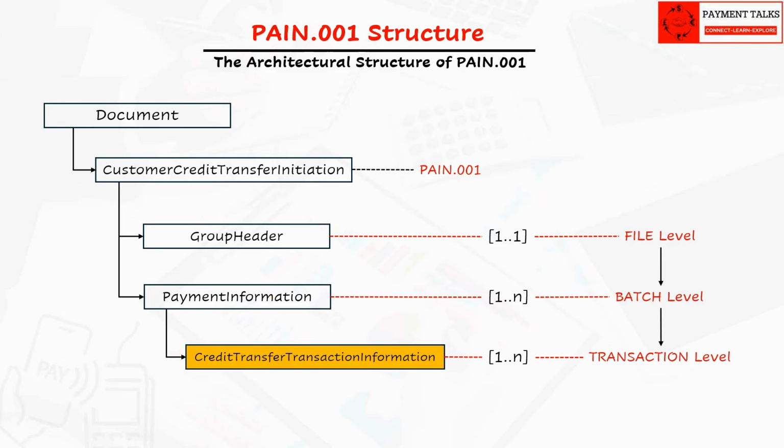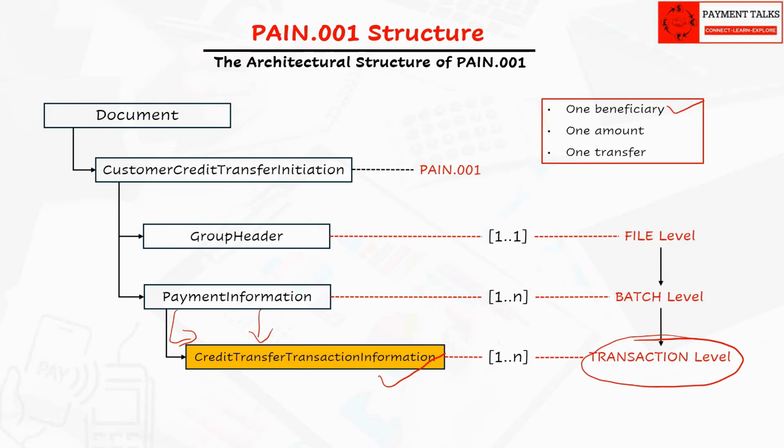Next is layer 3, credit transfer transaction, and as the name suggests, this is transaction level. This layer is inside the payment information, that is inside layer 2. This is the actual payment instruction. Each block represents one beneficiary, one credit amount, one transfer. So one transaction is equal to one payment. If you want 1000 salary payments, you repeat this block 1000 times.